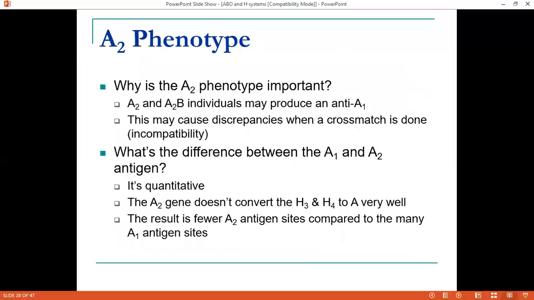So what's the big difference between the A1 and the A2 antigen? The main thing is it's a quantitative difference. So there's more antigenic sites available on A1 red cells as compared to A2. And the reason being is because the A2 gene doesn't convert the H antigen very well to A. So this results in fewer A2 antigen sites as compared to the many A1 antigen sites.